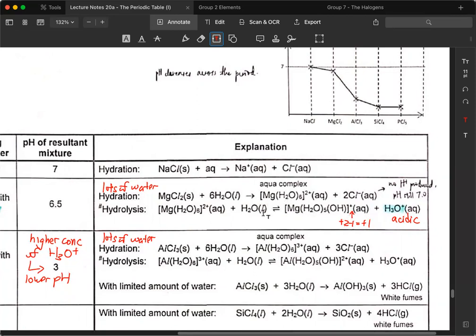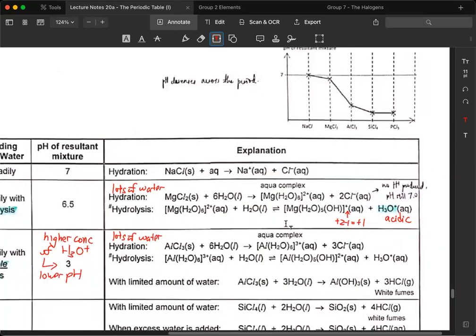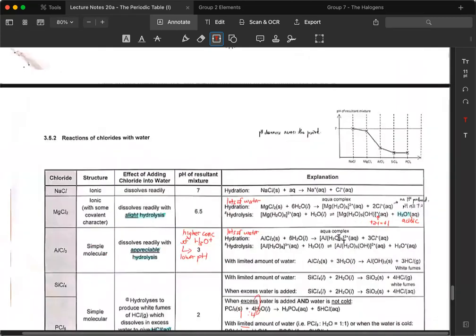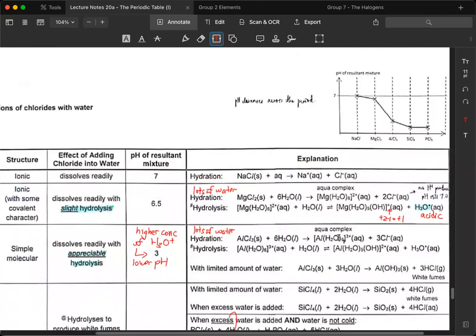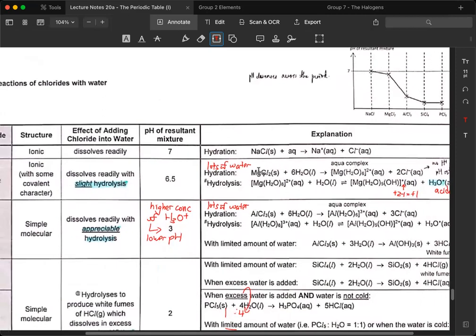This is also reversible. So it's not a complete dissociation, it's a partial dissociation. The hydrolysis brings about H3O+. That explains why for magnesium chloride the pH is 6.5. So actually, there is some nucleophilic attack by the water on the H here. There's nucleophilic attack by the water on the H, so it forms the H3O+.